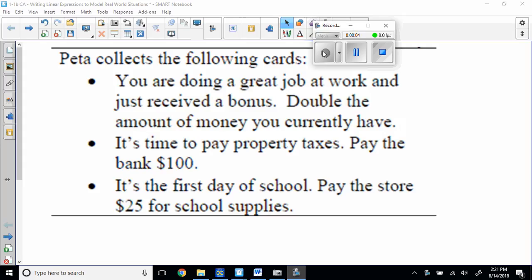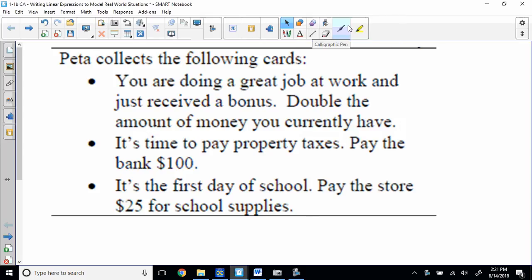Here we go. Today we're doing word problems, writing expressions. You have a sheet in front of you. It has 6 different scenarios with 6 different expressions. So let's go see what Peta has for her expression.